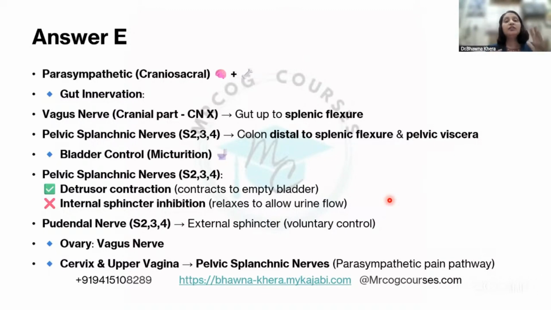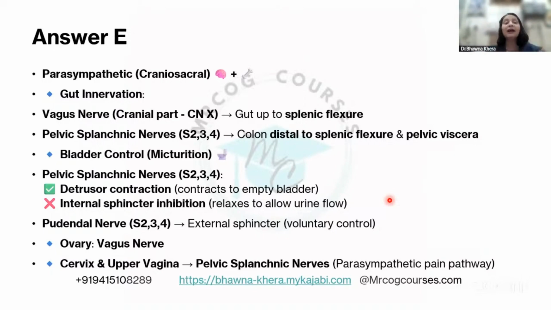Now, gut innervation up to the splenic flexure is supplied by the vagus nerve. After the splenic flexure, the colon distal to the splenic flexure and the pelvic viscera are supplied by the pelvic splanchnic nerves. Bladder control, the micturition, again is by the pelvic splanchnic nerves. Parasympathetic leads to peeing, right? PPP: pelvic splanchnic nerves, parasympathetic, leads to peeing.